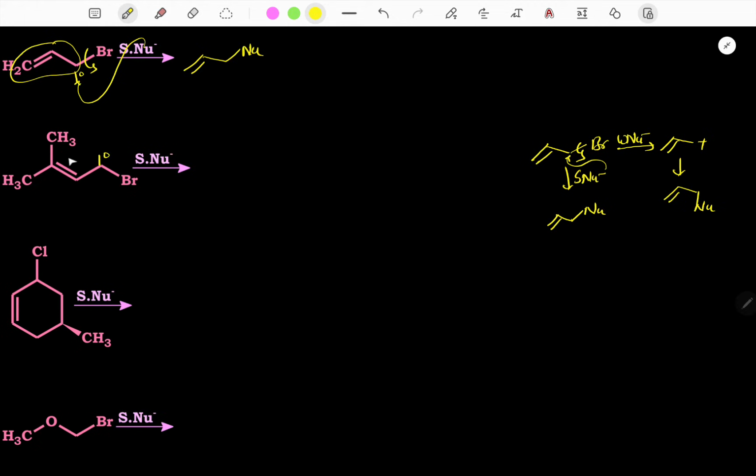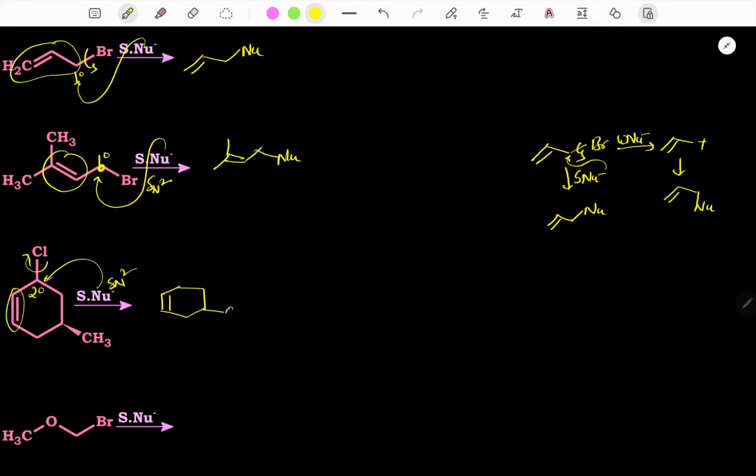Next one also, primary allyl, the halogen is connected to the allylic carbon, so SN2 type of reaction takes place. And next one, secondary halide, secondary and of course allylic also. So in this case also SN2 reaction takes place. The stereo is not mentioned, that's why we can write simply, stereo not mentioned at the leaving group, so we can write simply the corresponding nucleophile.